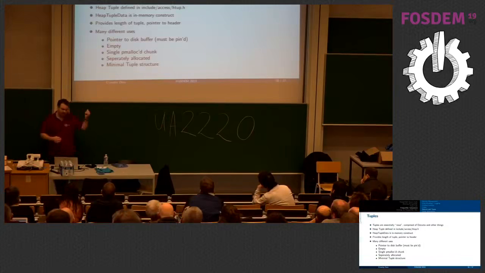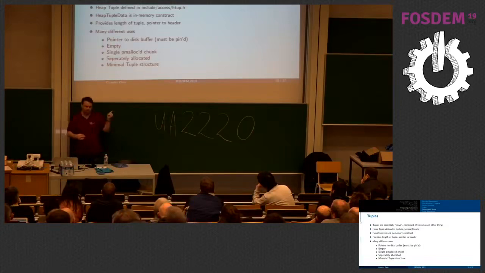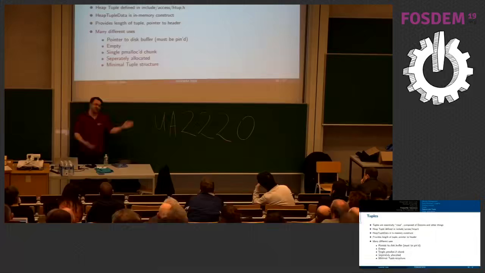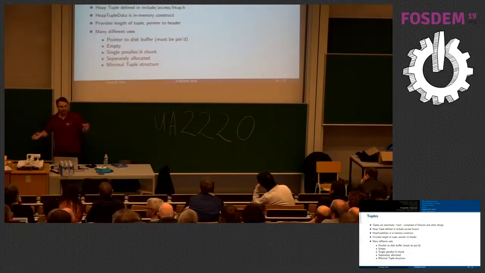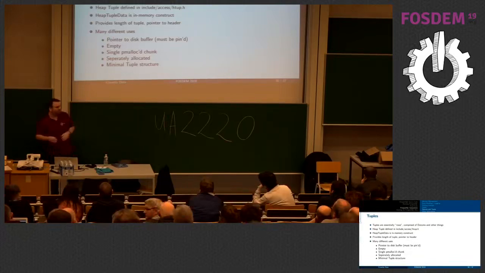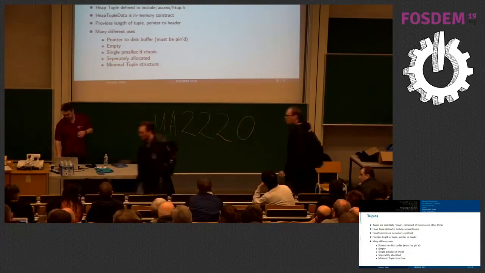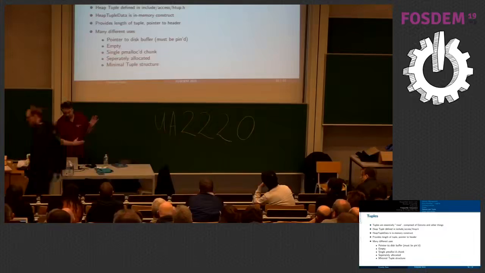In particular, we have what's called a minimal tuple structure. That's what we use for hashing. So if you want to hash something, you typically don't want to necessarily hash the entire row. So instead, we have something smaller that allows us to build up just what we need in order to put together the hash table.